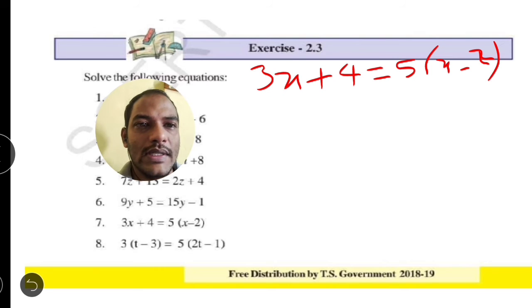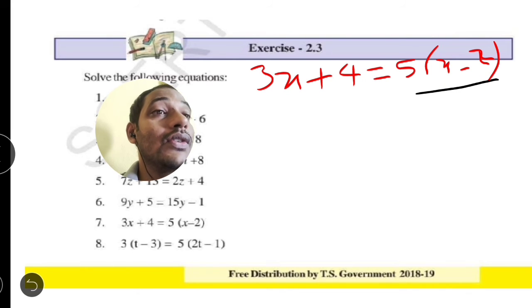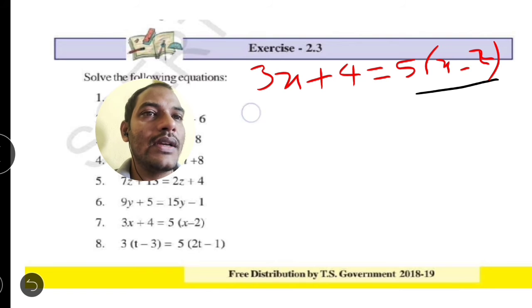So now the seventh problem is 3x plus 4 equals 5 bracket of x minus 2. See, we have a variable on both sides of the equal symbol, but here a bracket is given. First you have to simplify that bracket value, then after that write the variables on the left side and constants on the right side. So how to simplify that?